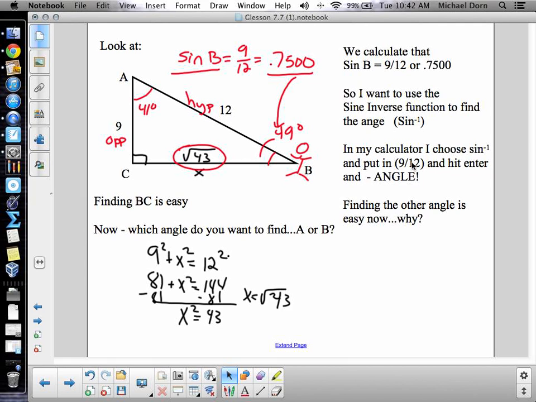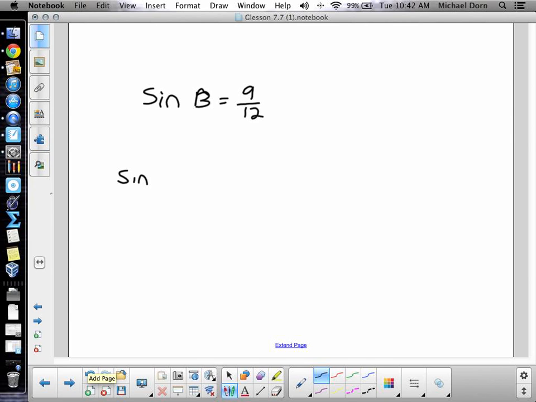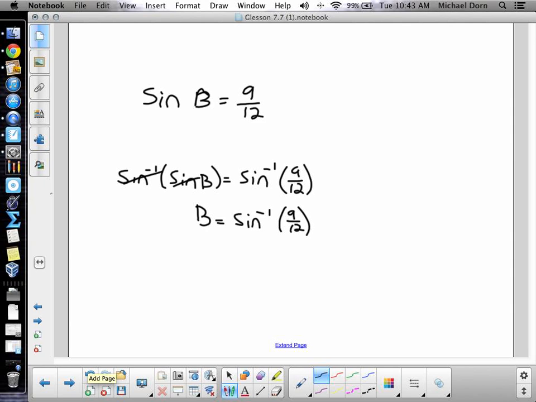Now, how does that work mathematically? It's always a question people ask. Well, I know that the sine of my angle, which was B, I was going to write A, but it was B, sine of B equals 9 over 12, right? And an inverse function reverses the original function. So if I take the sine inverse of both sides of that equation, the inverse of a function, when you multiply a function by its inverse, they cancel out. And that's how we find the angle.